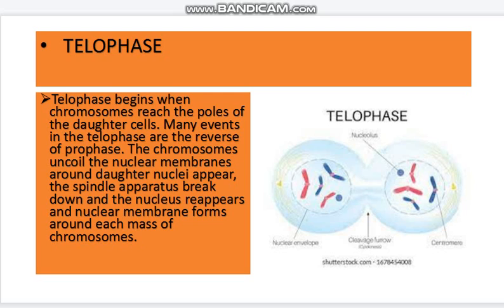The chromosomes uncoil, the nuclear membranes around the daughter nuclei appear, and the spindle apparatus breaks down. The nucleus reappears, and the nuclear membrane forms around each mass of chromosomes. In this stage the nuclear membrane and the nucleus appear again, but this time there are two of them.